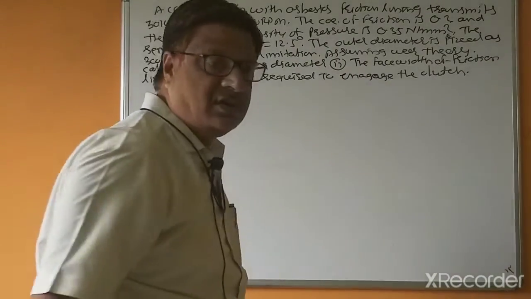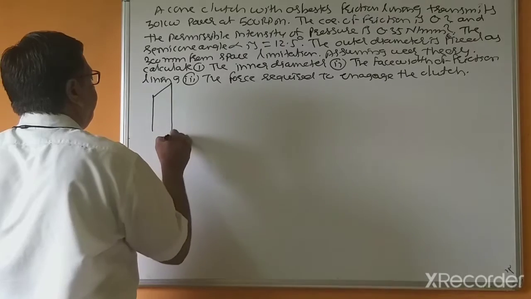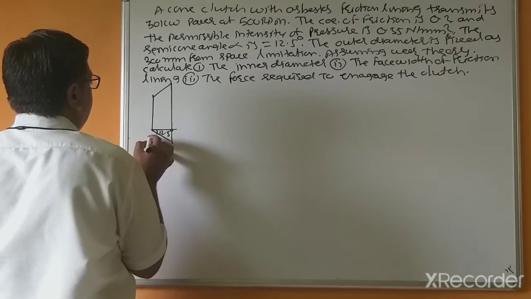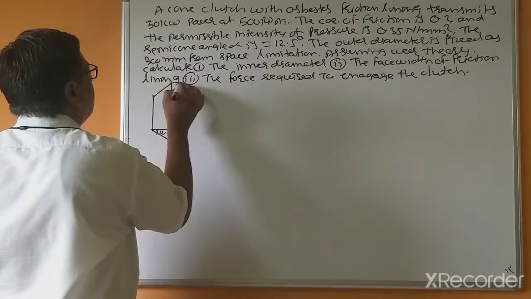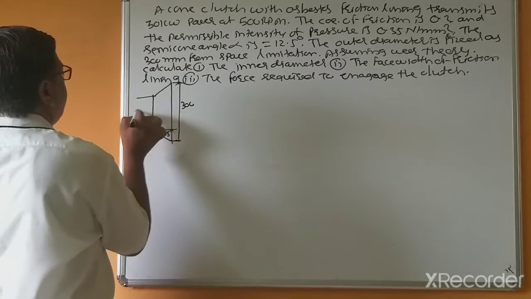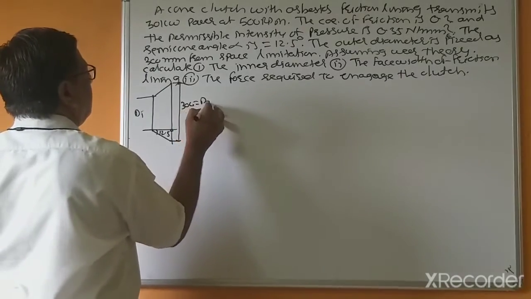So for understanding purpose, I draw here this diagram. This inclination is 12.5 and this diameter is 300. This is for data.